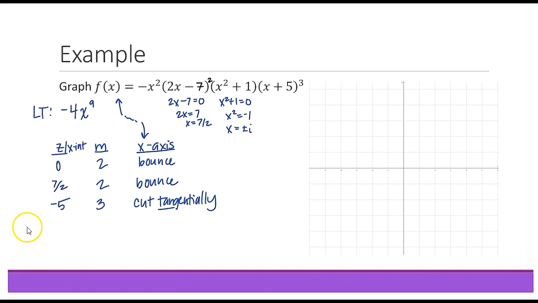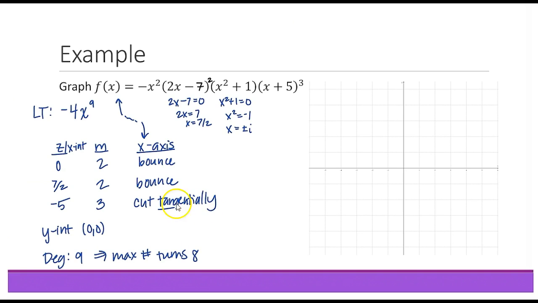Alright, and then we need the y-intercept. Well, the y-intercept is going to be (0, 0). We already know that because we know an x-intercept is at 0. And let's also just talk about the maximum number of turns. Since the degree of this polynomial is 9, that means the maximum number of turns is 1 less than that. So the most it can turn is 8 times.